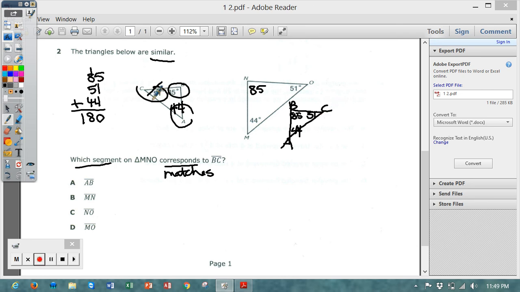So now I'm finished with this. I have redrawn it over here, and so I scribbled it out because I don't need it anymore and I don't want to be confused by it. We're trying to see which one matches up with BC, which is this top part right here. Well, it would be this top part of the other triangle, NO. So segment NO is right there.